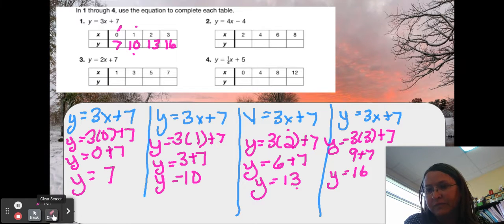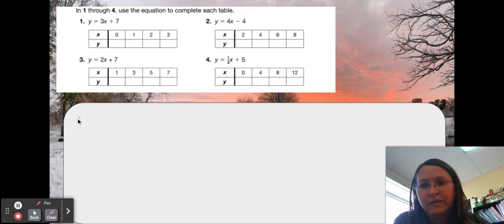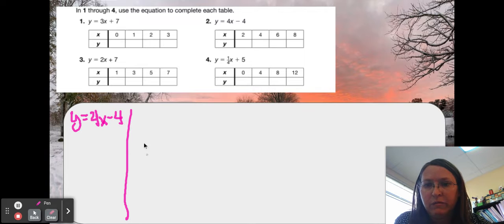Let's do another one. Let's do number 2. So y equals 4x minus 4. Let me write that down. Y equals 4x minus 4.